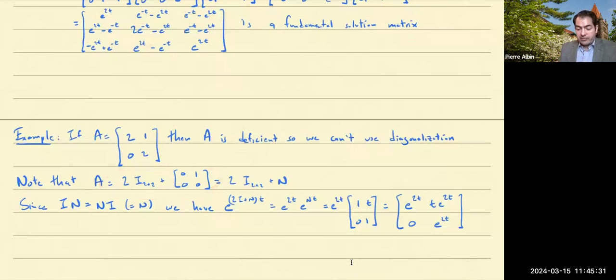So one way of finding the exponential of deficient matrices, which is very similar to diagonalizing, is finding the Jordan canonical form and then exponentiating it like that. So that's one thing you can do. There is another thing you can do, though, that doesn't require you to find the Jordan canonical form. In fact, it allows you to find the exponential of a matrix without even finding the eigenvectors. You have to find the eigenvalues, but you don't have to find the eigenvectors. That's what we'll talk about next time.